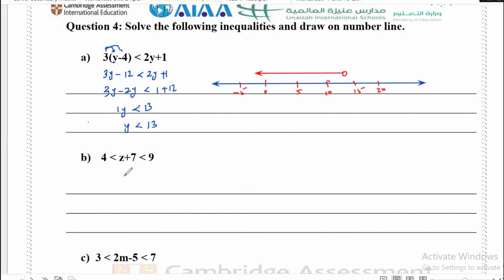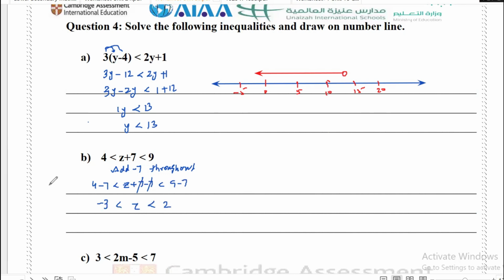Here you have inequality on both sides, from right as well as left. So how to remove this 7? You can say add minus 7 throughout this inequality, like 4 minus 7 less than z plus 7 minus 7 less than 9 minus 7. So that gives me minus 3 less than, cancel plus 7 minus 7, so z less than 9 minus 7, 2. So my inequality range of this z is less than 2 and greater than minus 3.